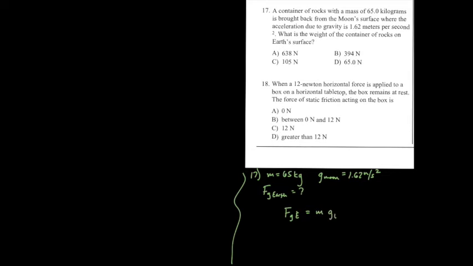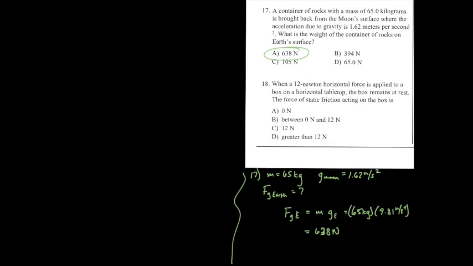So we're looking for weight, F of G. Our mass is still 65 kilograms, and this time we use the G value of 9.81 meters per second squared because now we're on Earth. We do not use the moon's G value. And you should get 638 newtons as your answer.